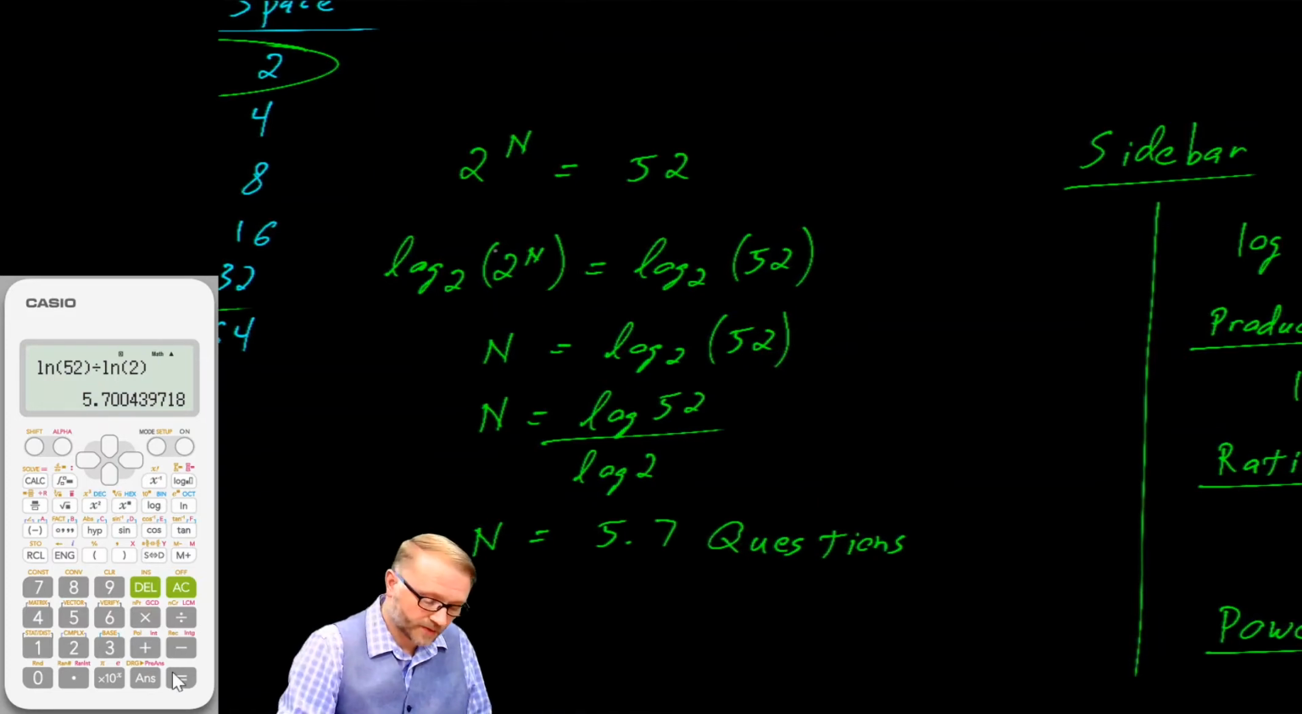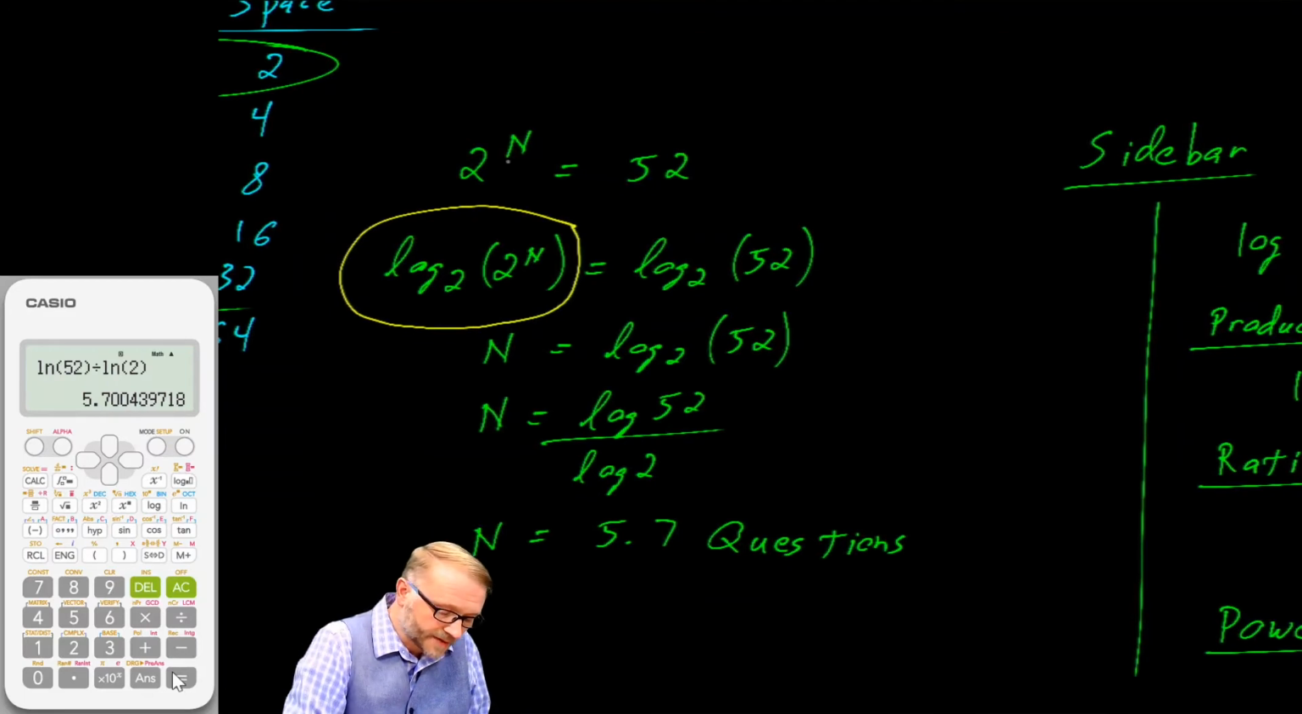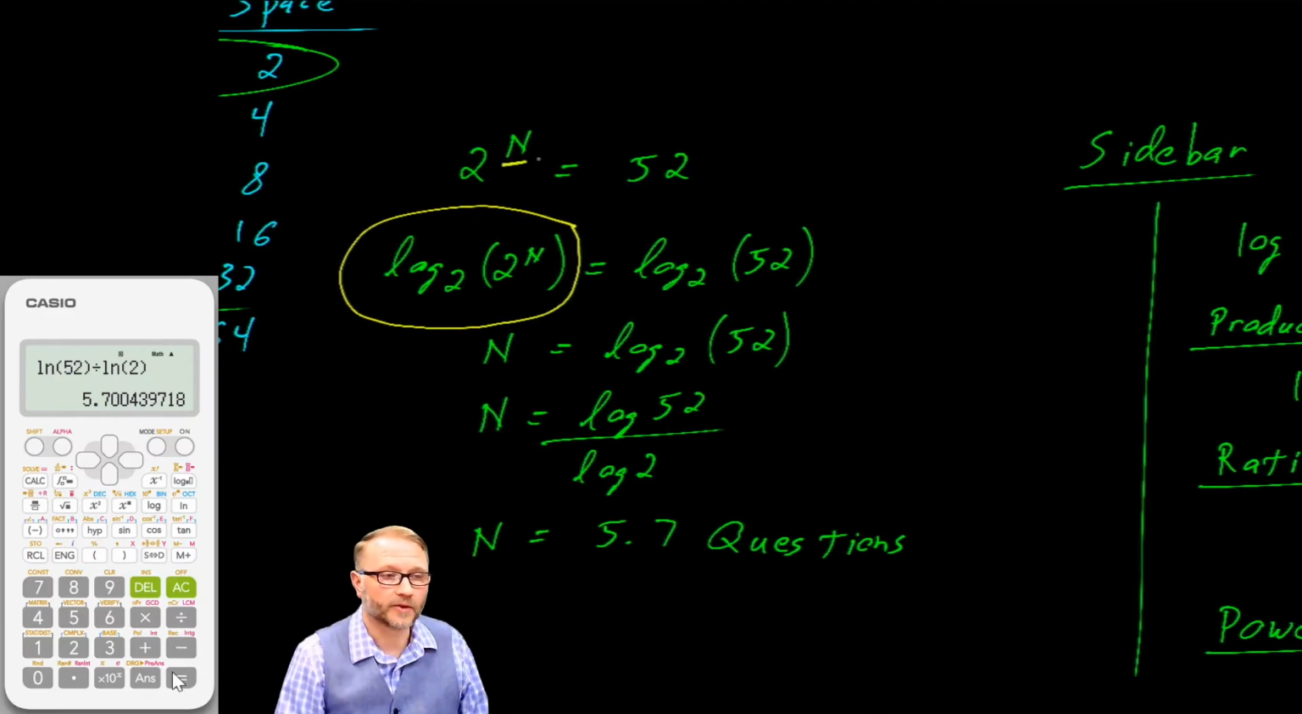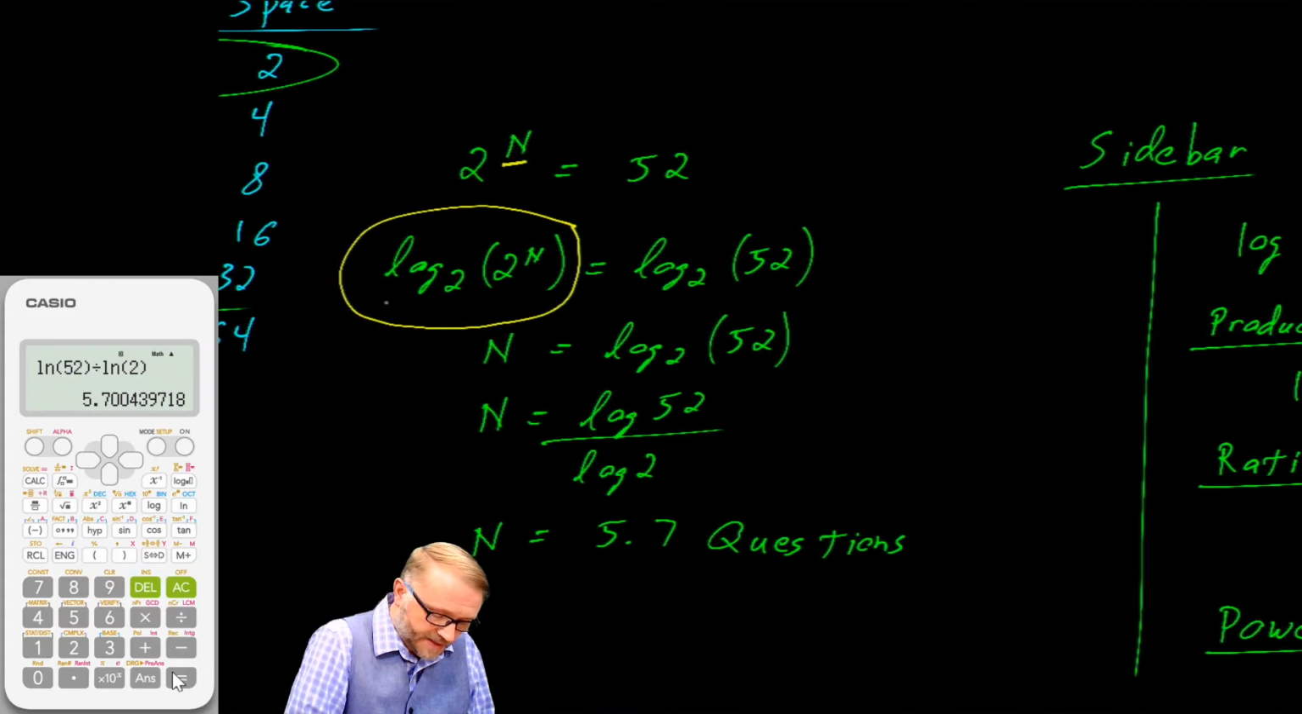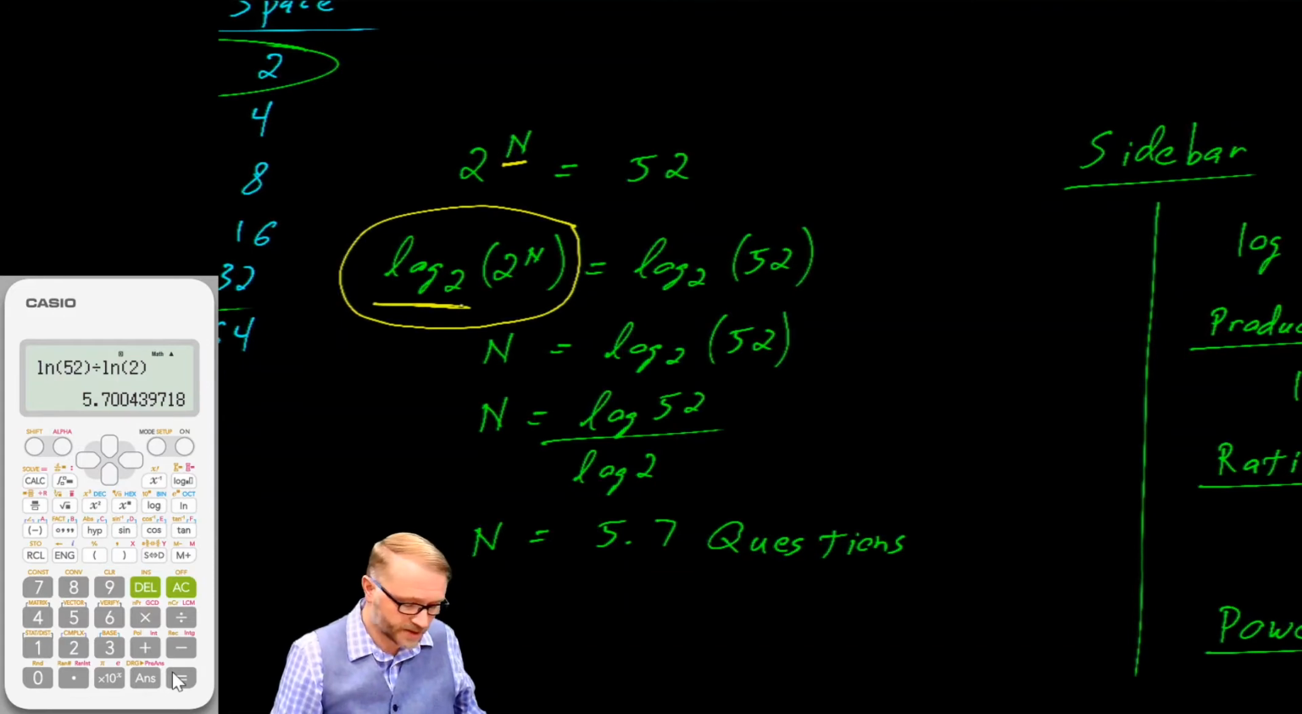Before we end this logarithm conversation, I wanted to talk about this piece right here. You recall that n is an exponent, and in order to solve this particular problem, we had to break n out of jail. And we did that by taking 2 raised to the nth power and running it through the log base 2 machine.